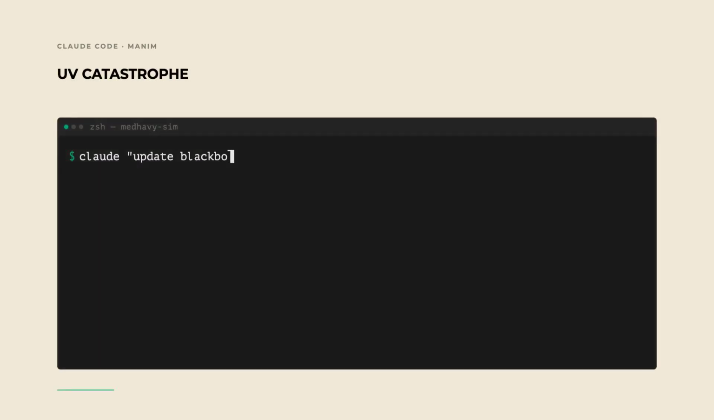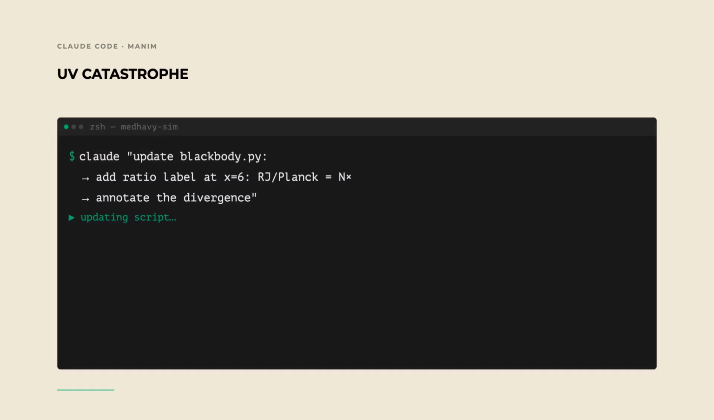Final iteration. Claude, update blackbody.py. Add a ratio label at x equals 6. Rayleigh-Jeans divided by Planck. 3 simulations. 12 beats. Prompt, read, run, check, change. That is the real lesson. The physics floated by. The loop is what you take with you.